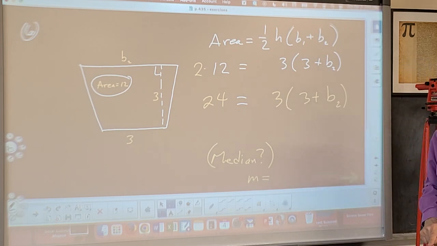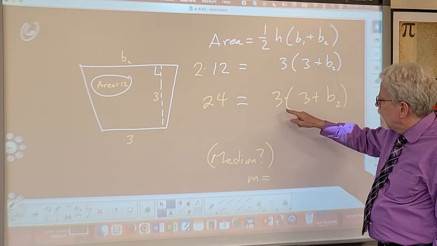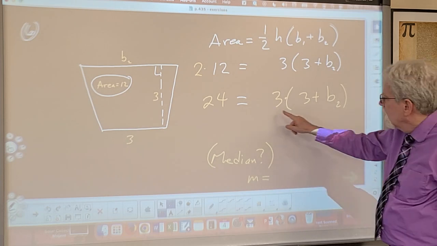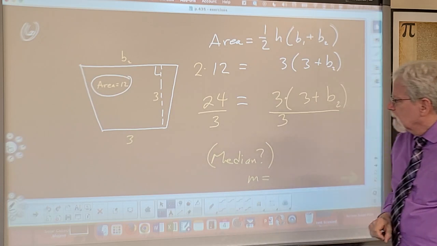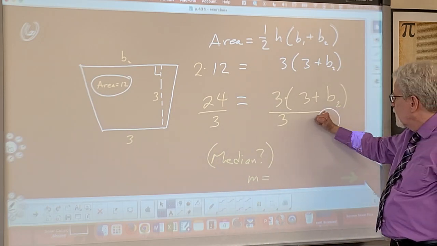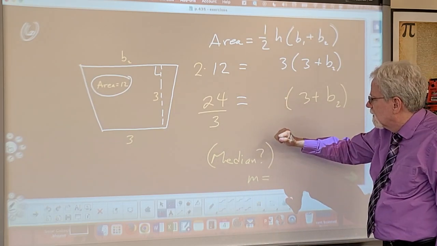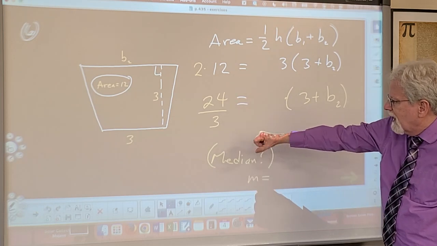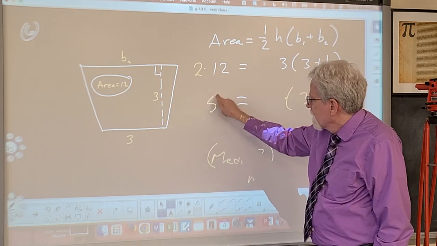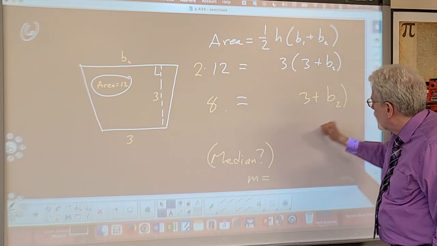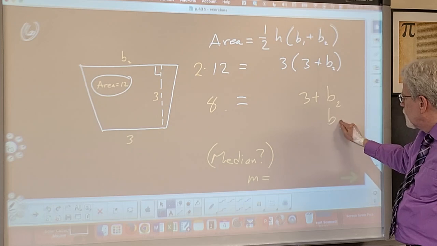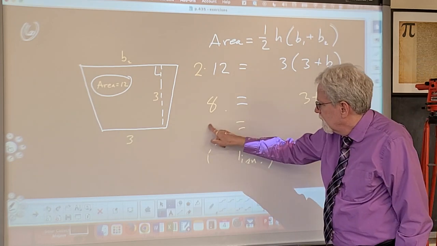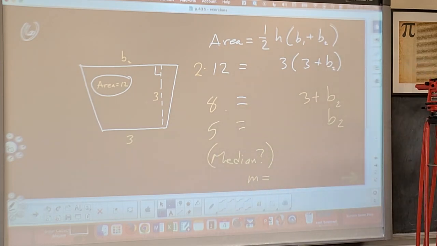Now we need to get rid of that 3. How do we get rid of multiplication by 3? Yes, we divide by 3 on both sides. What's that give me? Well, these 3's cancel, of course. That's why we did it. 24 divided by 3 is 8. And now, don't need these parentheses anymore, all we have to do is subtract 3, and we find out that b2 is 5. Congratulations. These book writers like that number 5. We see it a lot.